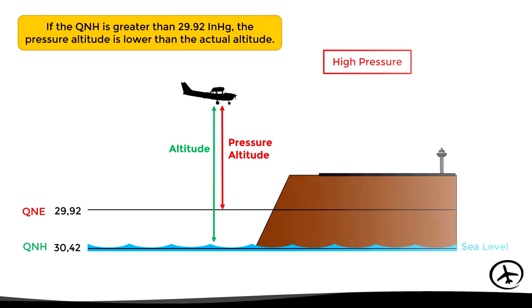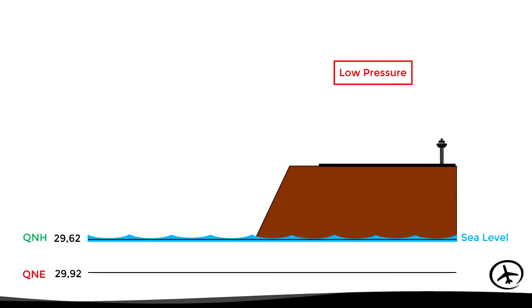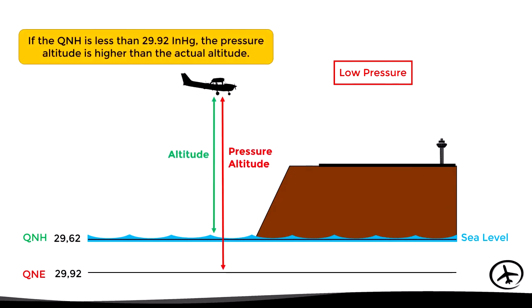On the other hand, if there are lower than standard pressure conditions, the QNH will be lower than the QNE, which means that the 2992 isobar would be below the sea level. Therefore, the pressure altitude will be higher than the actual altitude, as we can see in this example. Having understood the concept of pressure altitude, let's see how it is calculated.